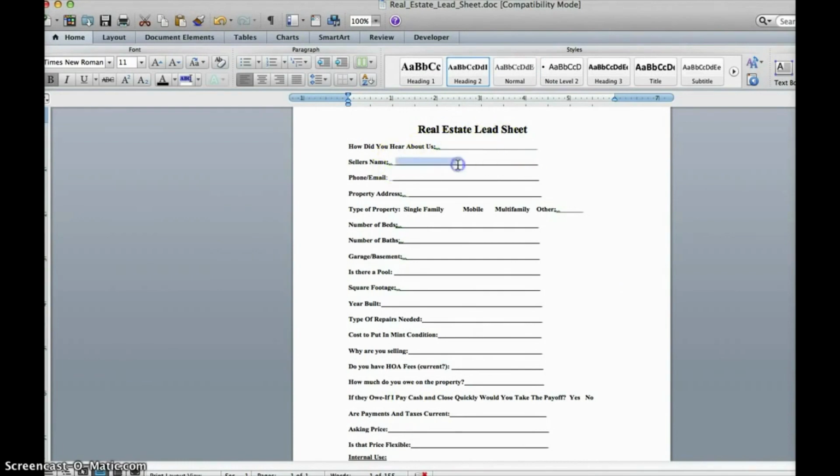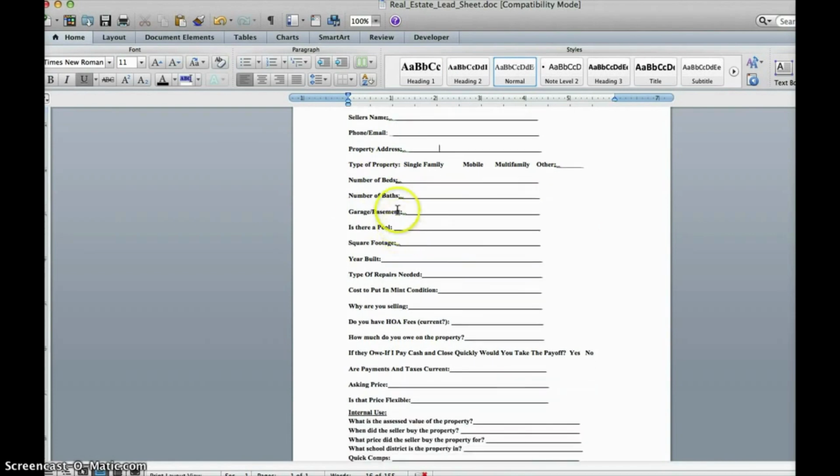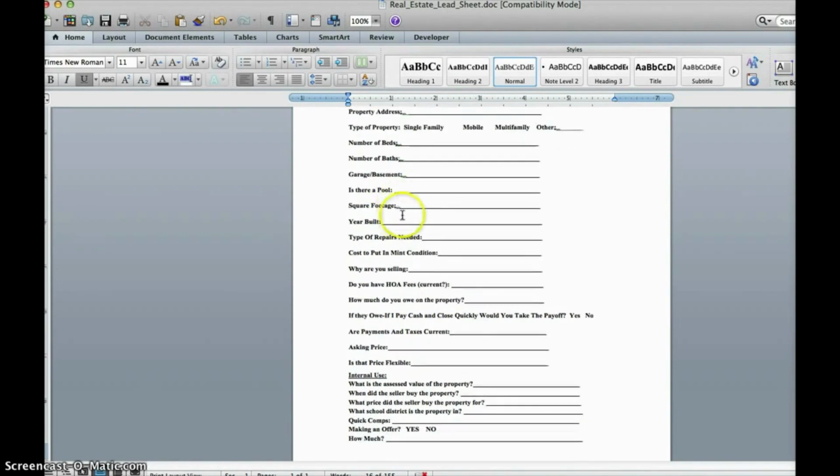Then the next thing you want to write in is the seller's name. You want to write in any contact information that they give you, as well as the property address. You want to write down if it's a single family home, if it's a mobile home, multifamily, such as a duplex, or other, number of beds and baths, if it has a garage or a basement, and then in some areas it's more predominant than others, but if there's a pool, go ahead and also take down the square footage.